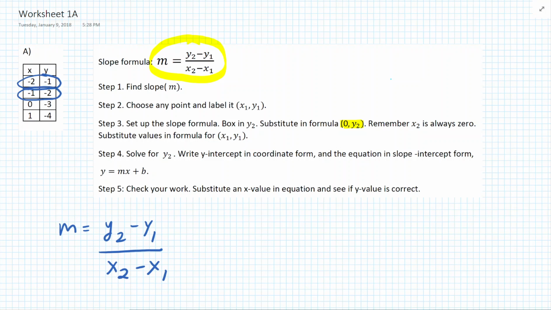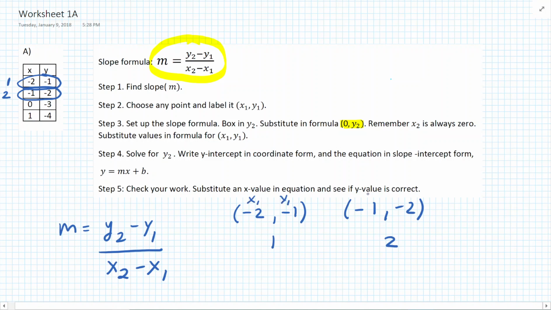So I'm going to write that here now so it's clear. I have minus 2, minus 1, minus 1, and minus 2. I'm going to label the first row point 1, the second row point 2. With that said, we know we have x1 and y1 here, x2 and y2.